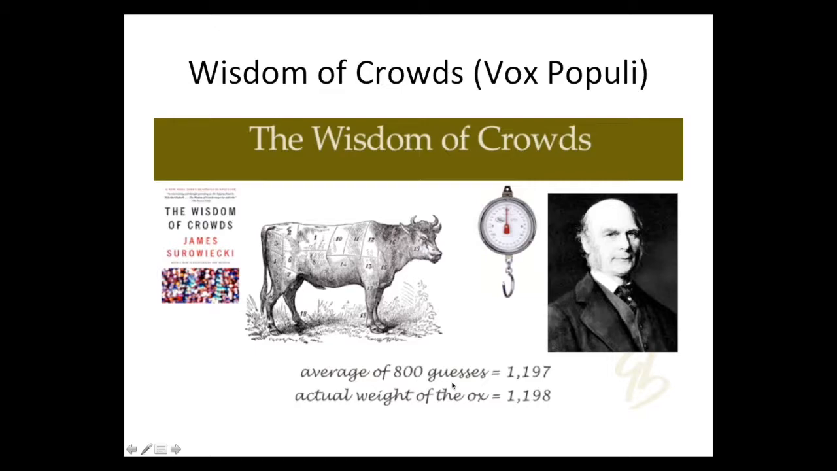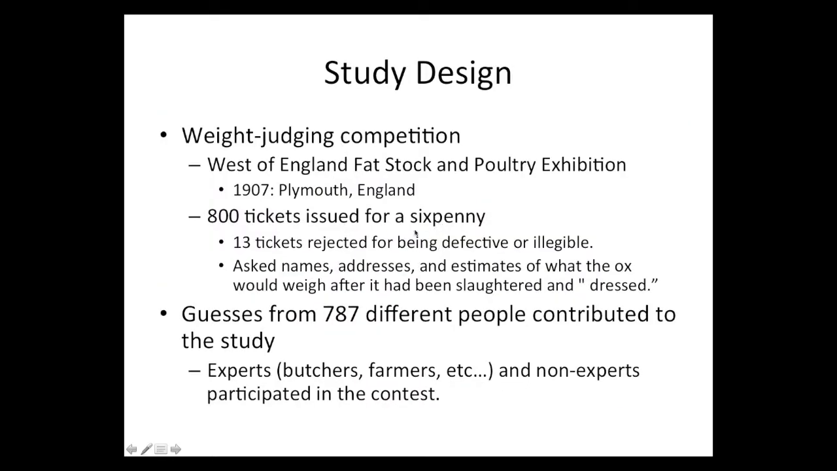There was about 800 guesses. Let me kind of show this to you. There were 800 guesses issued for it, so people had to buy in. I have no idea what a sixpenny is, but I'm sure it wasn't cheap. 13 tickets were rejected for being defective or ineligible. Asked the names, addresses, estimates of the bull. So at the end, what he was able to do is get 787 different guesses from people that were at that fair. Some of these, and what he thought was, this is the eugenics guy, he thought his experts would be a much better guess than all the non-experts that were also in the crowd.